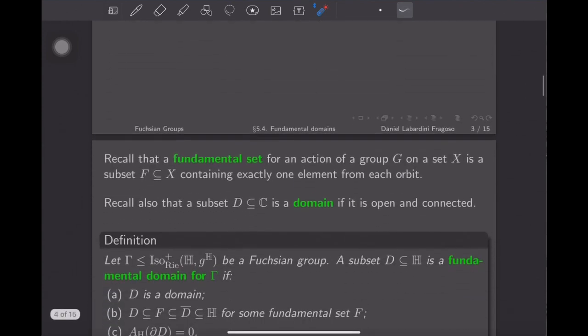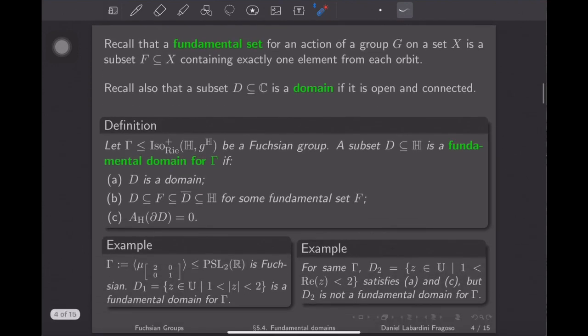And also one can visualize. It also helps to visualize the geometry of U modulo gamma, modulo the action of a Fuchsian group gamma. Yeah. So just to agree on some terminology.